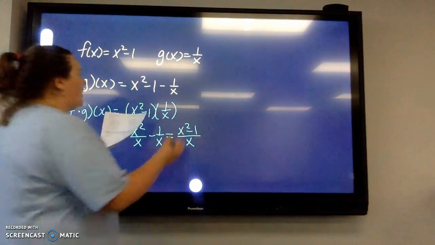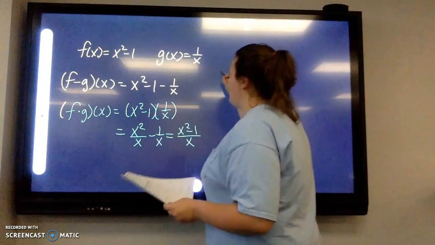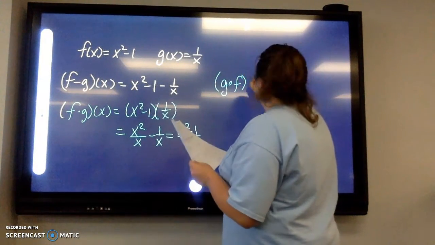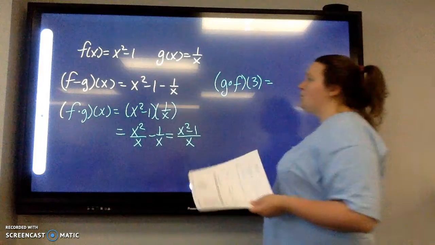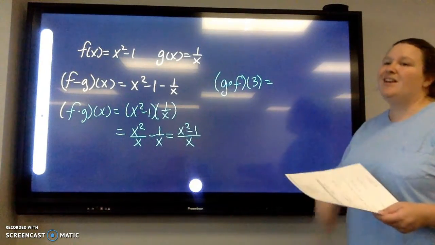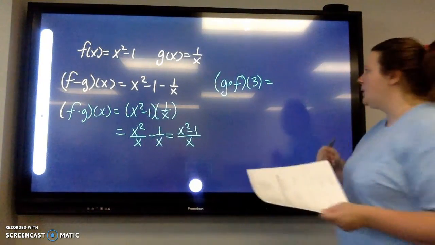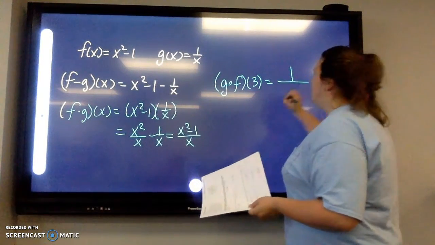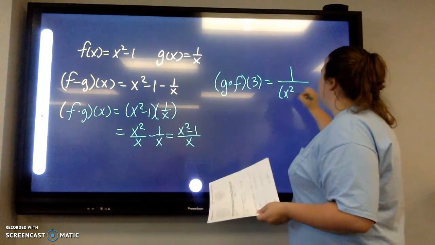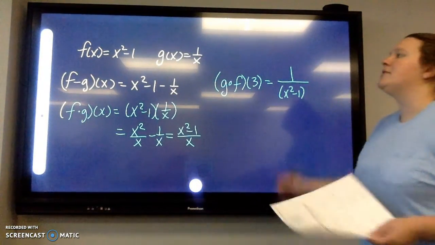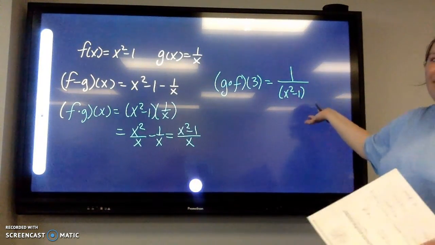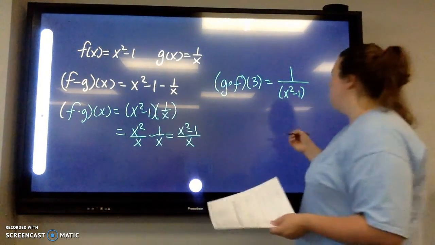And then number 21 is the composition g of f, and then solved at 3. We're just going to do the composition first, and then we'll work on the plugging in, okay? So g of f means g is my outside function, and f is getting plugged into that. So I have 1 over x squared minus 1. I can't simplify this anymore, so now I'm just going to go ahead and plug the 3 in.